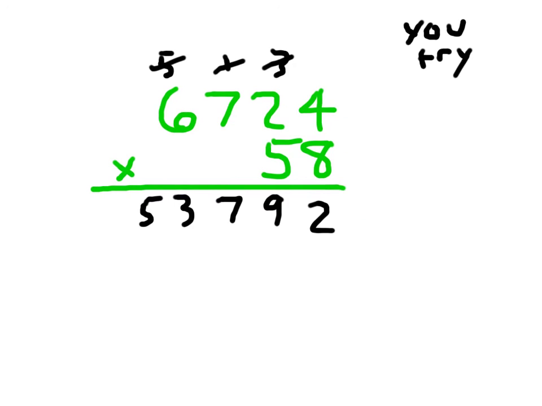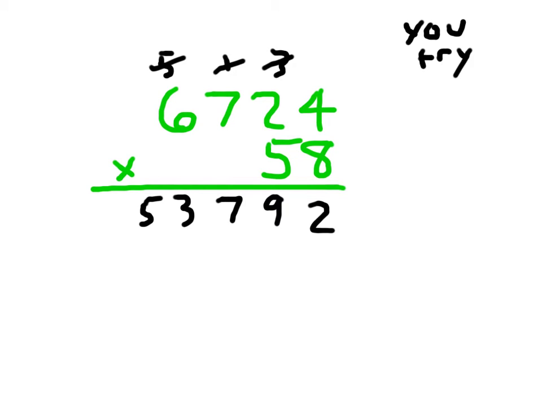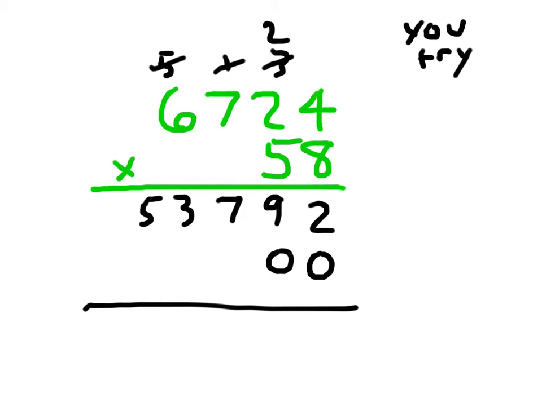Alright, it's time for you to try. I've started the problem for you. Please go ahead and complete it. Go ahead and hit pause and complete this problem. Alright, continuing, hopefully you place that magic 0 for that 5 because you're dealing with 50. 5 times 4 is 20, 0, regroup the 2. 5 times 2 is 10, plus 2 is 12, 2, regroup the 1. 5 times 7 is 35, plus 1 is 36, 6, regroup the 3. And finally, 5 times 6, which is 30, plus 3, which is 33.